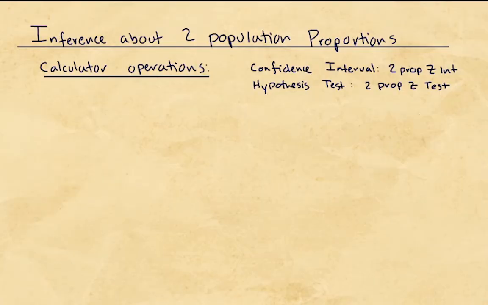This week's homework is about confidence intervals and hypothesis tests for two population proportions, and the calculator operations we're going to be using are 2-PropZInt and 2-PropZTest.